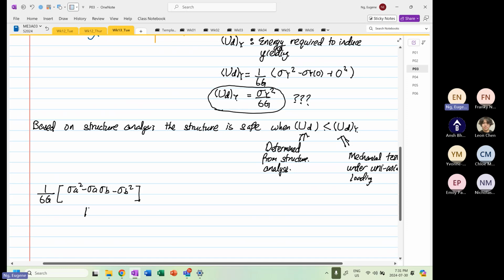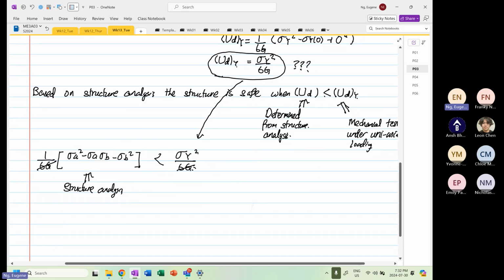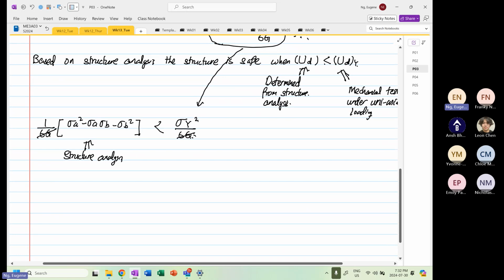Again, let me remind you, this is from structure analysis. And this has to be less than stress yield squared divided by 6G. So we bring this relationship down here, and you can cancel the 6G. In the end, we have stress A squared minus stress A, stress B, plus stress B squared. It has to be less than stress yield squared.